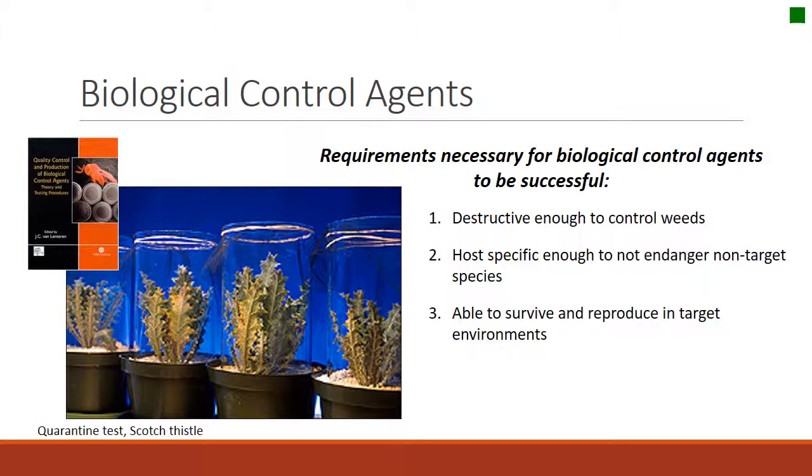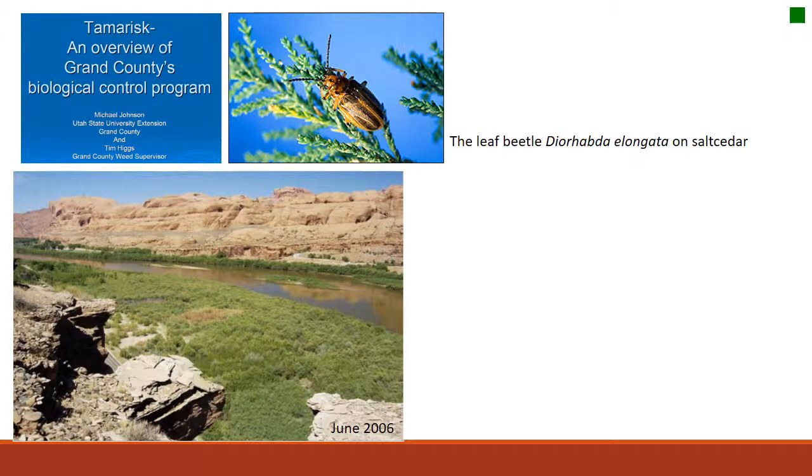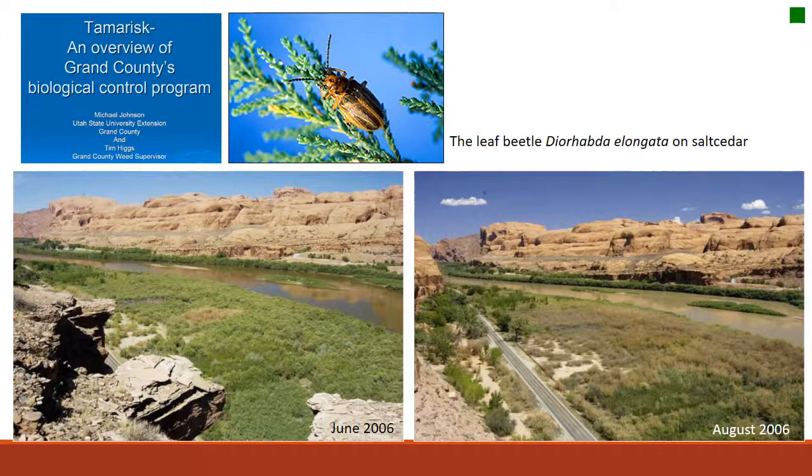Here's an example of what can be done over a short period of time using a pest species that meets all those criteria. You've got this leaf beetle that was placed on the salt cedar, and you look down there in the bottom left corner, that says June 2006. And just a short time later, in August of 06, you can see the drastic change that it's done to this riparian area next to this road and how much salt cedar is gone.